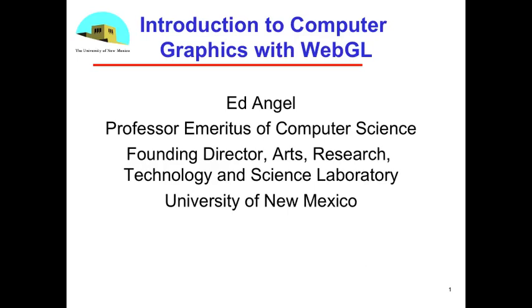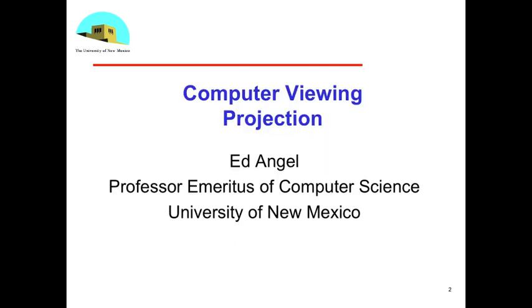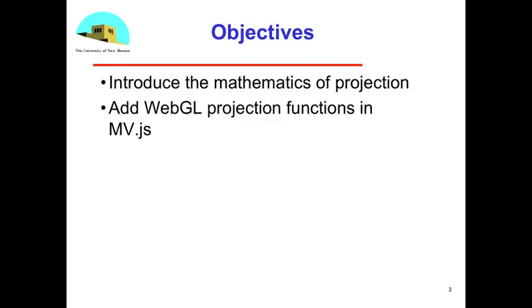Okay, now we're going to turn to looking at the projection operation and look at the functions that we're going to provide in MVJS. There's going to be two of them. Well, actually three, one for orthogonal viewing and two for perspective viewing. And we'll have to look a little bit at the mathematics here, and we'll look more at it next week when we get the full projection matrices.